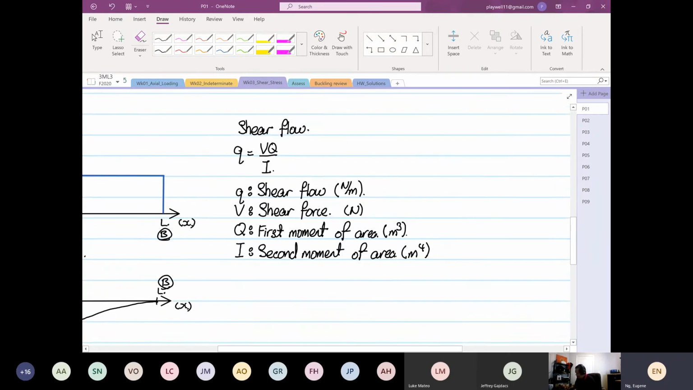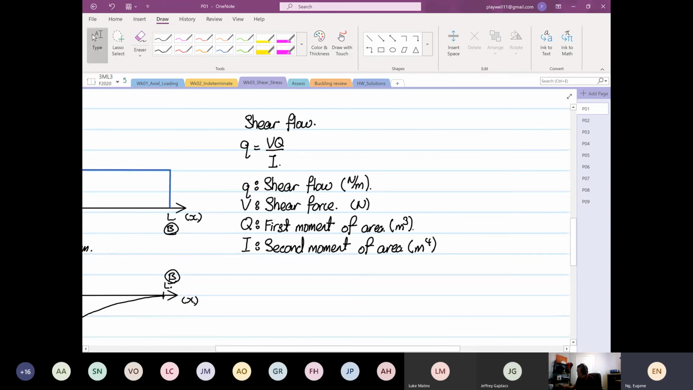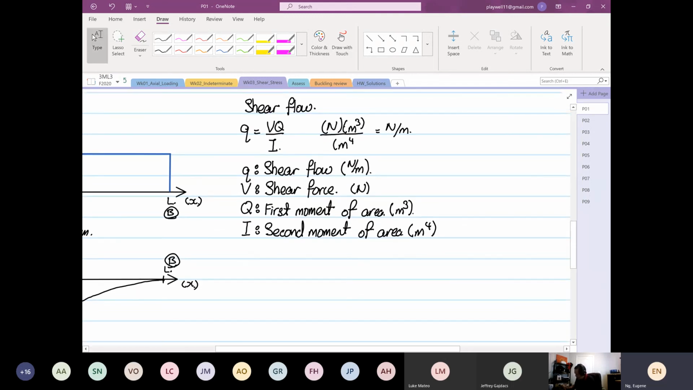So if you look at the units, shear force is in Newton, Q is in meter cubed, and I is in meter to the fourth. This will translate to Newton per meter. So this is the first formula that we're going to use. Again, there are only two major formulas in this topic.